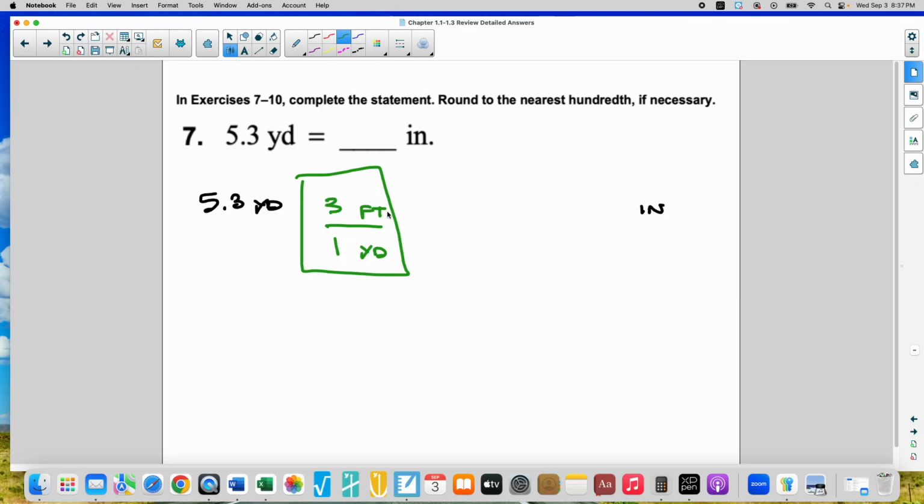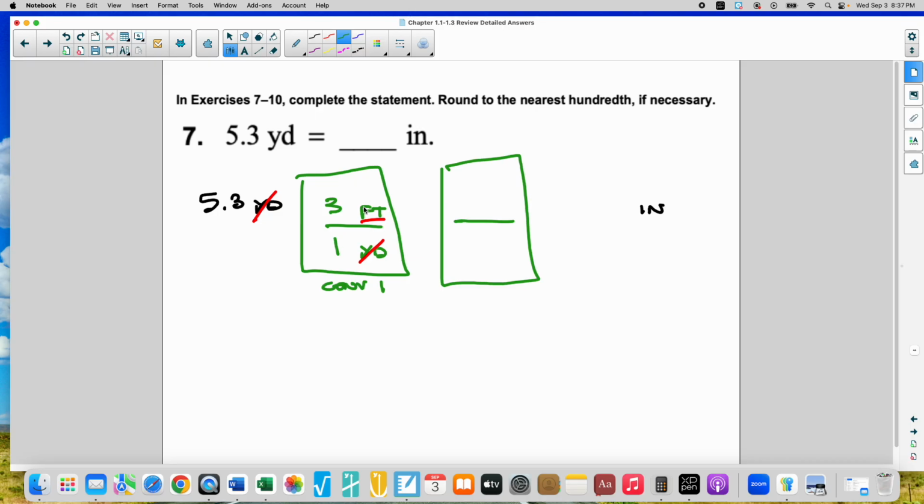So this is a value of 1. This is my first conversion box. And it's a value of 1. 3 feet is equal to 1 yard. So the yard in the numerator is going to cancel with the yard in the denominator, and we're currently in feet. I'm trying to get to inches, but I'm currently in feet. So I need to get another conversion box.